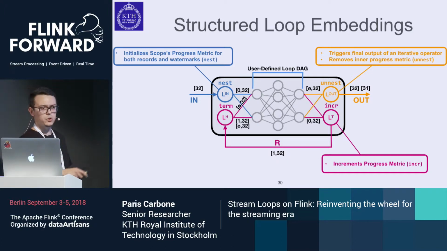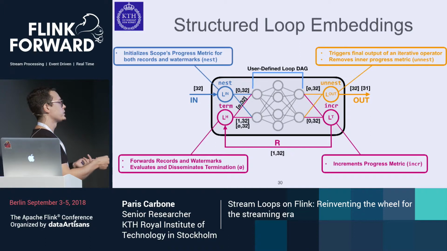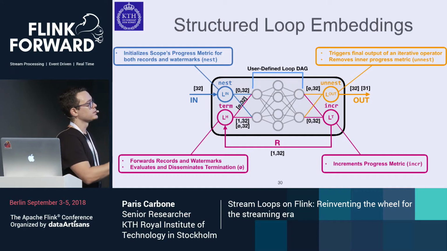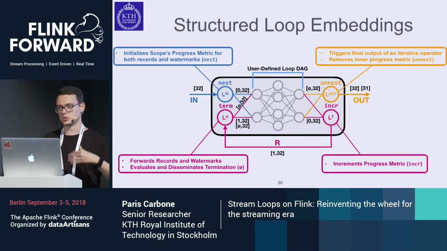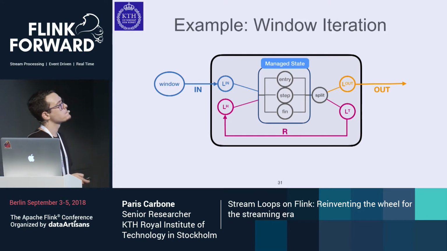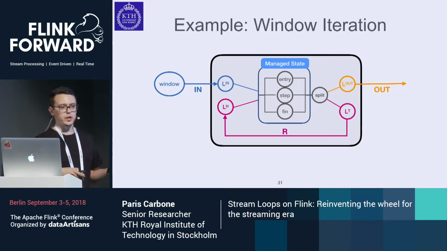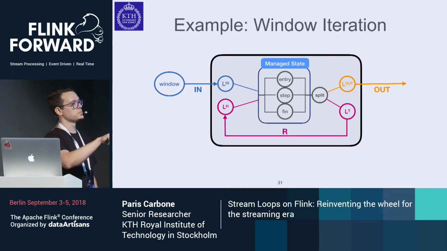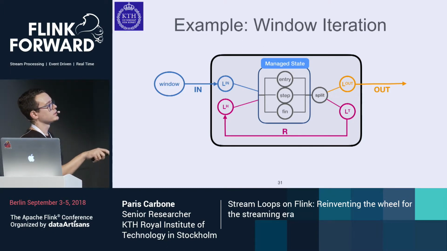Whatever goes back, as you know, Flink currently has a head and a tail operator when you define an iteration. The tail operator in that case increments every progress metric by 1 automatically. And then the head operator forwards records and watermarks, and then also runs termination criteria that disseminates termination about the context so that we can do garbage collection. This is how the managed state operator, the multipass window aggregation operator, looks if we embed it in this model. So it's basically one operator that works out of the box using these abstractions.